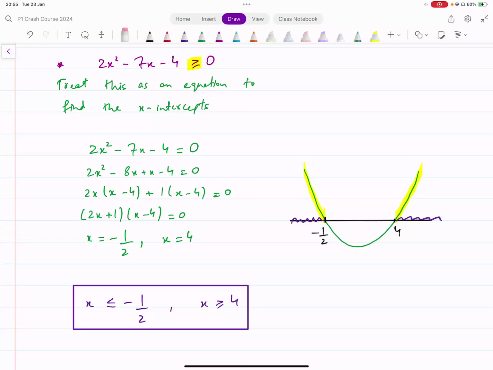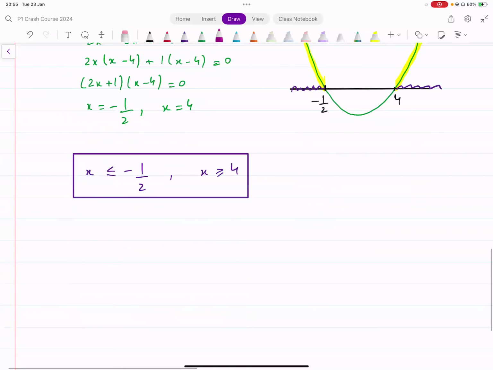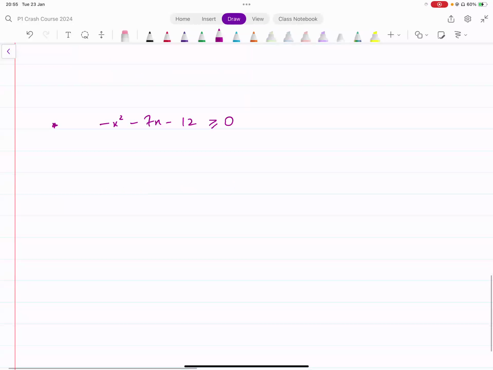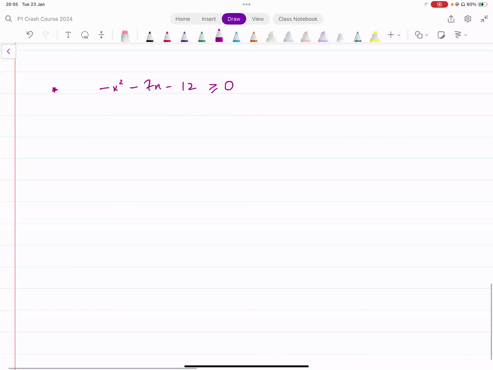Let me write down another inequality now. I'll give you a couple of minutes to think about that and solve that. So what if I had something like this? Minus x squared minus 7x minus 12 is greater than or equal to 0. What if we wanted to solve this inequality? Take a couple of minutes and let me know what the solutions are.